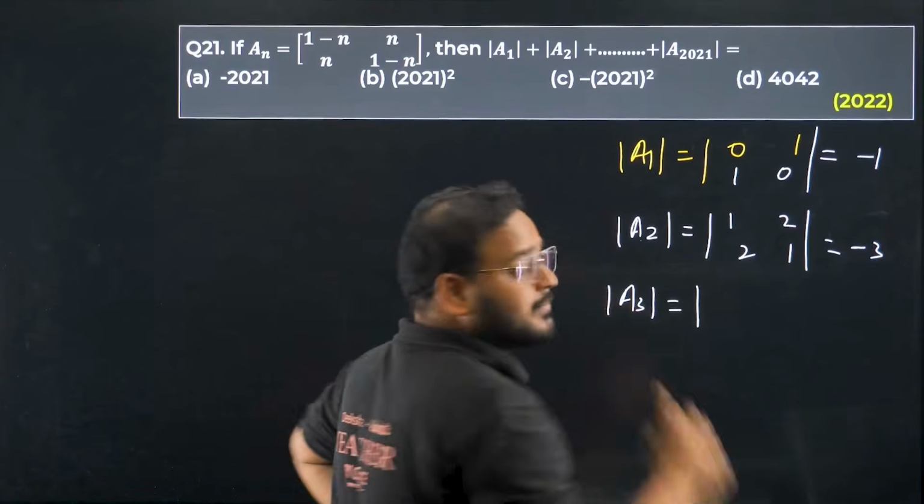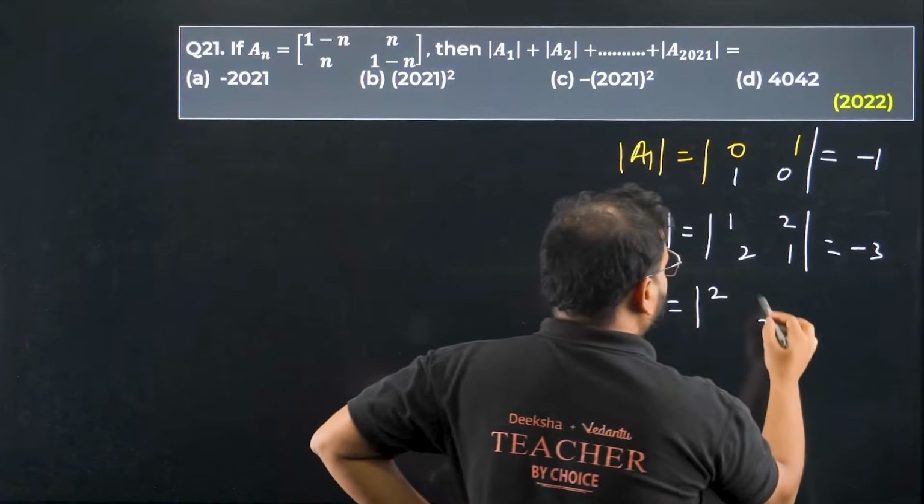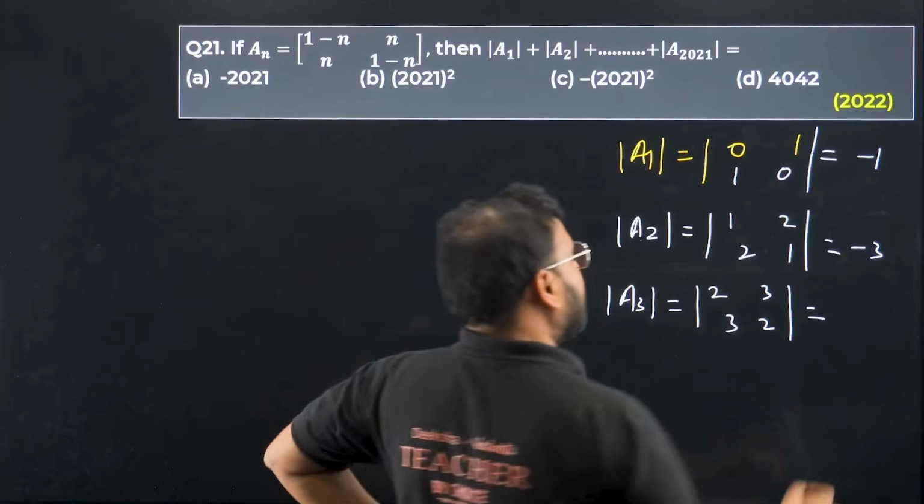What do I have for A3? For A3 I'll have here 2, 2, 3, 3. What do I get now? 4 minus 9. How much is this? Minus 5.